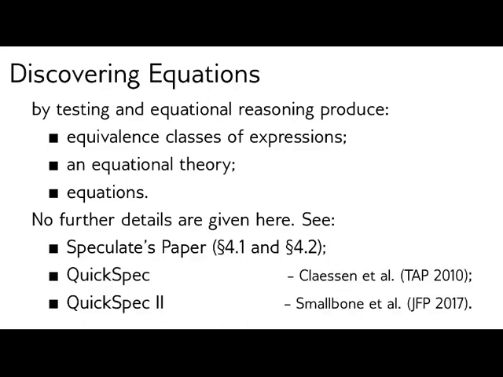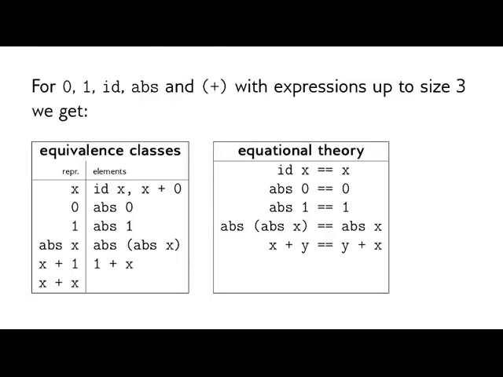They differ a bit, but the point is, this is the initial example: 0, 1, ID, abs, and plus. These are the equivalence classes you get and the equational theory. I'm emphasizing this because those are the things that are used in the next steps of discovering inequalities and conditional equations. So how do you discover inequalities?